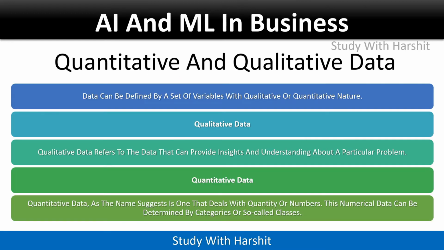Quantitative and qualitative data. Data can be defined by a set of variables with qualitative and quantitative nature. Qualitative data refers to the data that can provide insights and understanding about a particular problem. Quantitative data, as the name suggests, is one that deals with the quantity or number. This numerical data can be determined by categories, or so-called classes.